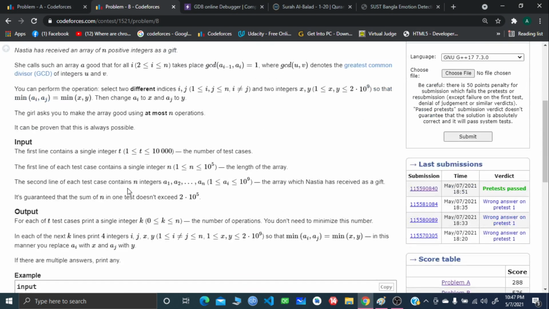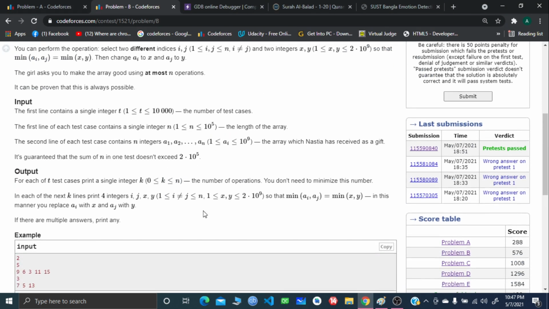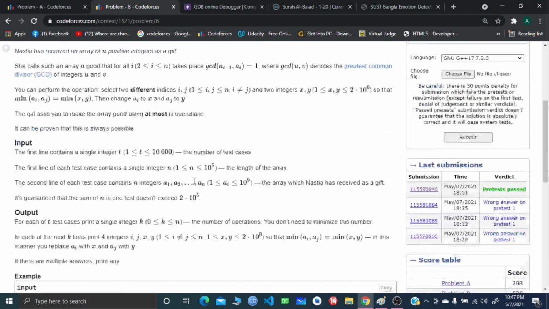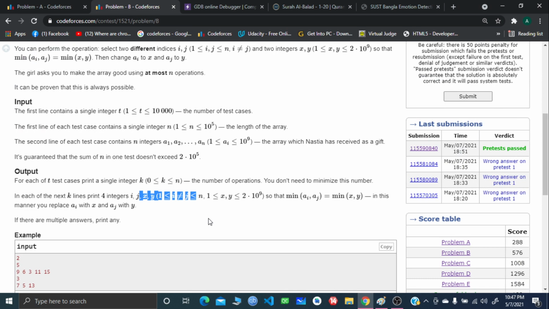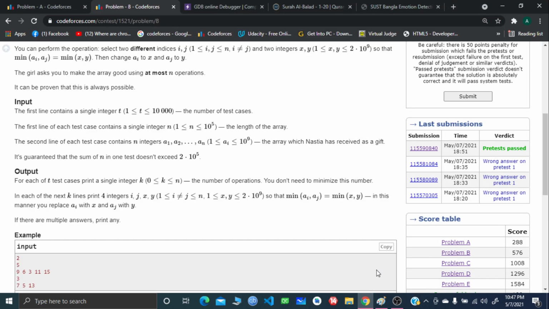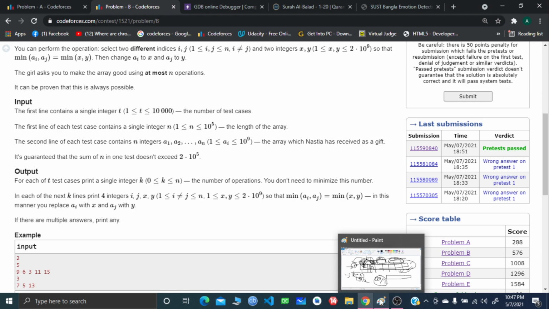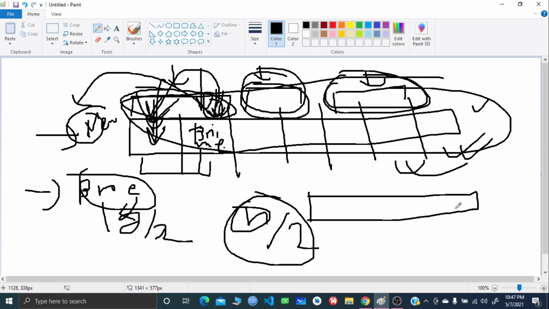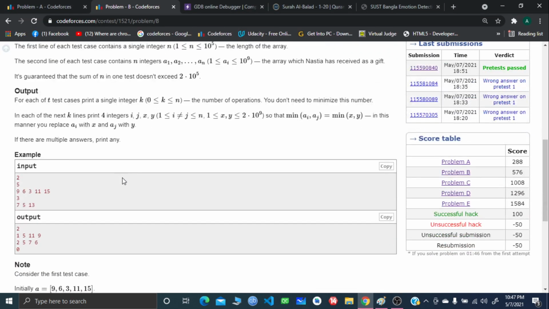We have to output how many operations we took, and also we have to print 4 integers: i and j, the indices that we took, and the integers that we took. Out of these 2 integers, we have to print the values that were previous and then the ones afterwards. I hope you get that. Also, I'm going to be demonstrating the code part too. So that's how we actually did this problem.